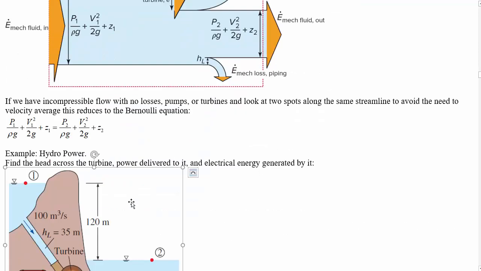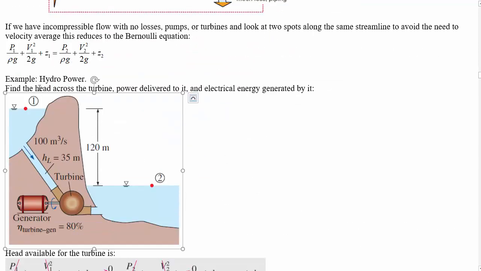Now let's look at an example of how we would use the energy equation to solve a problem. This is a hydropower example. Find the head across the turbine, the power delivered to it, and the electrical energy generated by it in this situation. If there was no turbine, no loss, and we were trying to use the Bernoulli equation, we wouldn't be able to explain why this water has zero velocity, this water has zero velocity. They're both open to atmosphere, and yet there's a difference in elevation of 120 meters. There's no way that the Bernoulli equation could be valid with all of those assumptions.